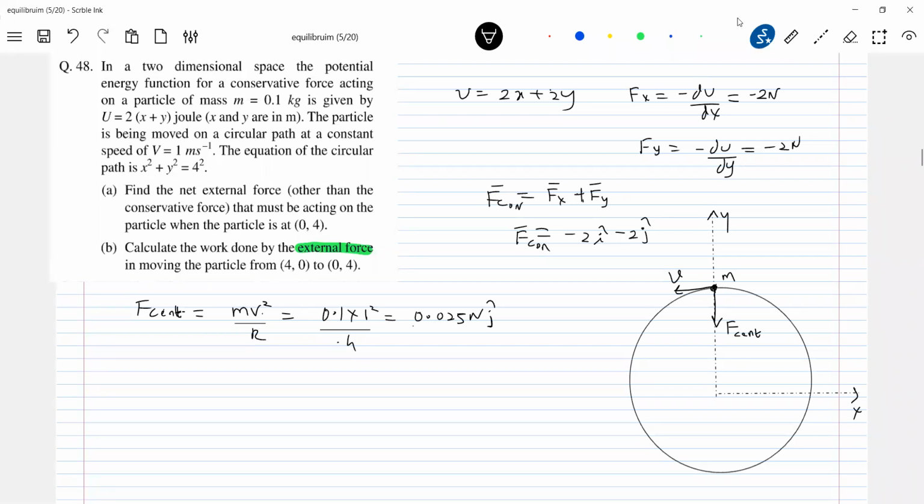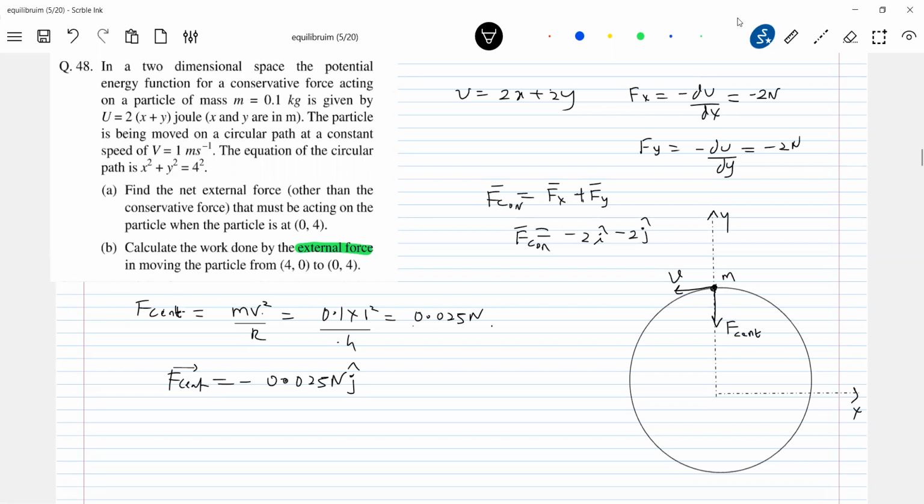This is what I'm picking up. The position is also shown. So this is the centripetal force that is acting. How to bring that external force? Look at the conservative force, how it will act. Is it a constant or variable force? In terms of vector, the centripetal force equals minus 0.025 Newton j cap.